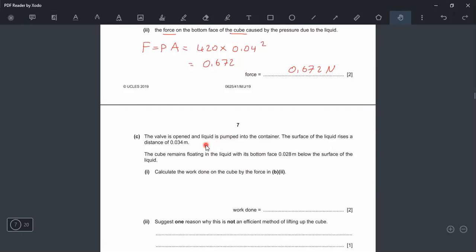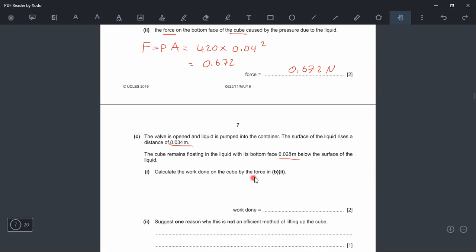Next, the valve is open and the liquid is pumped into the container. The surface of the liquid rises a distance of 0.03. The cube remains floating in the liquid with its bottom face 0.02 below the surface. So nothing's happened to the cube essentially. It's just risen up because the amount of water is increased, but it's still the same depth within the water.